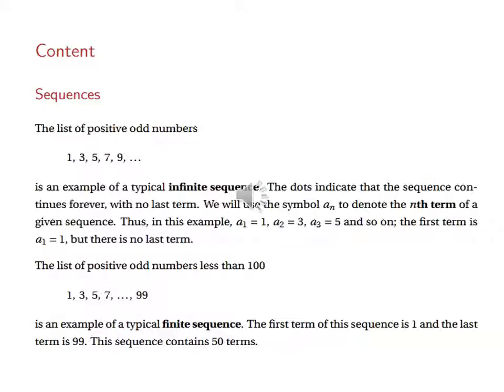This list of positive odd numbers less than 100, 1, 3, 5, 7, and 9, is an example of a typical finite sequence. The first term of this sequence is 1 and the last term is 99. This sequence contains 50 terms.